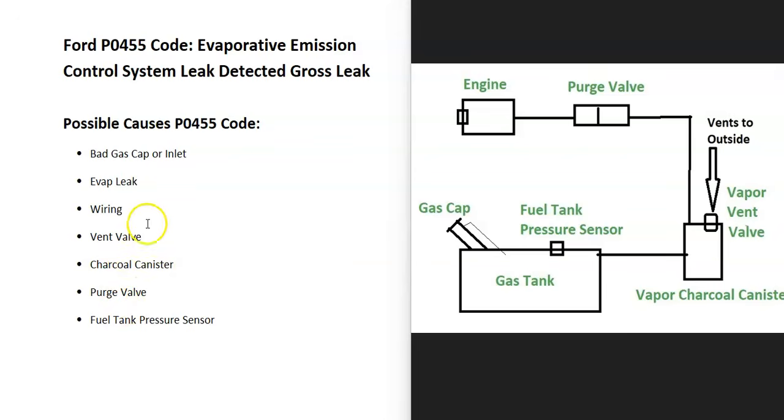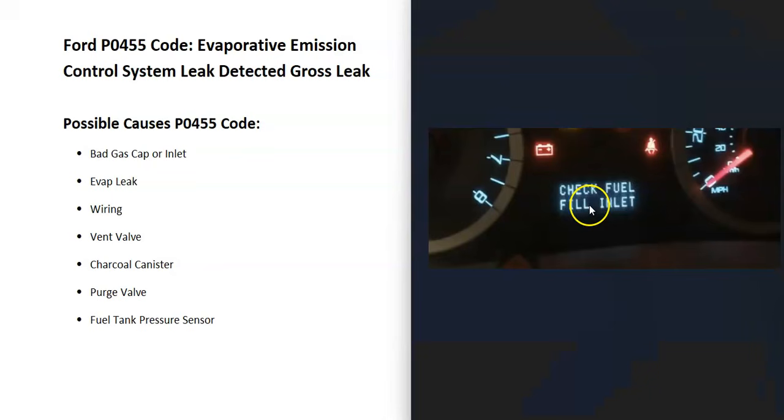And some possible causes, well, it could be a bad gas cap or an inlet. This includes the new Fords with no gas cap. There could be an evap leak, could be in the wiring, could be the vent valve, could be the charcoal canister, could be the purge valve, and possibly the fuel tank pressure sensor. And many Fords, when they get a P0455 code, also will get a check fuel inlet message on the dashboard. It'll vary, it'll depend on the year and the model and things like this, but this is a very common message when you get a P0455 code.